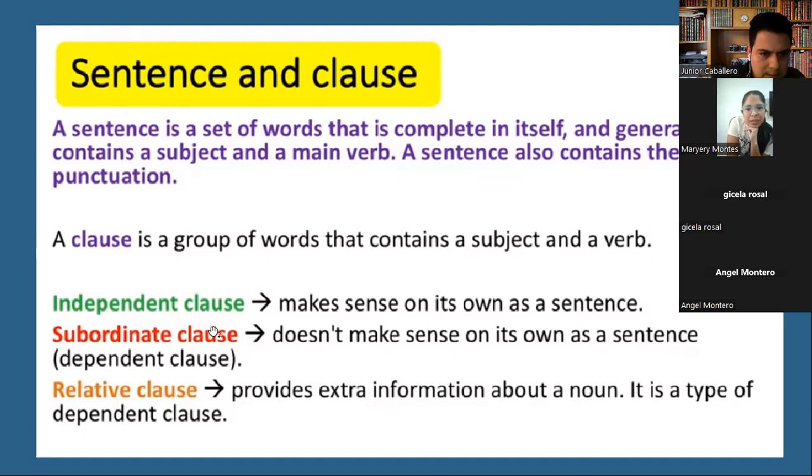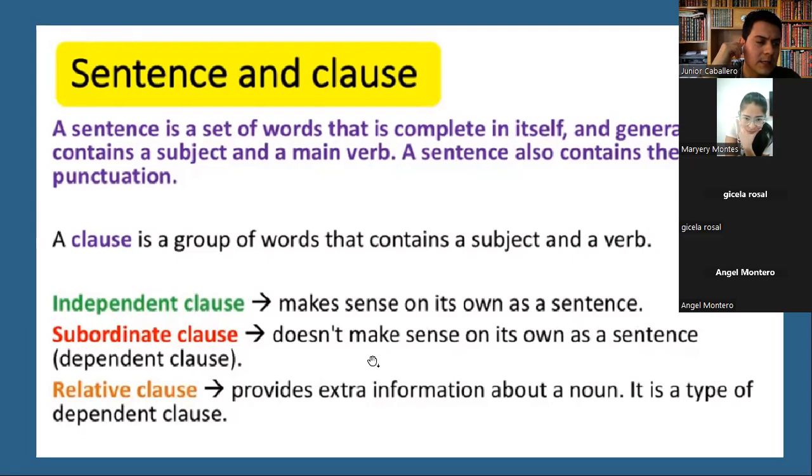Now, let's look at this. Independent clause, lo que estuvimos viendo anteriormente. Makes sense on its own as a sentence. Ok, tiene sentido por sí solo como una oración, no necesita de más nada o más nadie para tener sentido. Por eso la llamamos independent clause. ¿Qué es una subordinating clause? Doesn't make sense on its own as a sentence. No da sentido por sí solo a una oración.